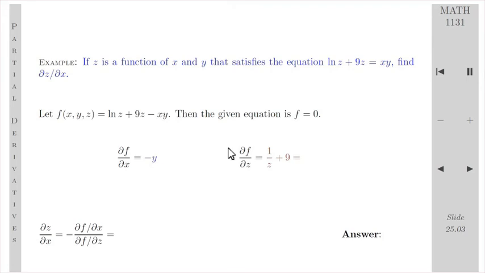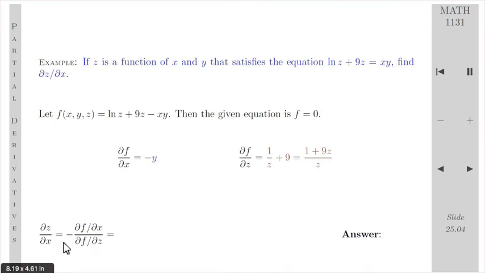So it's easy to compare this with the answer in the book. I'm going to rewrite this as a single fraction by putting them over a common denominator. The common denominator is z. The second term is 9z over z. Put the two fractions over a common denominator and add: 1 plus 9z over z.